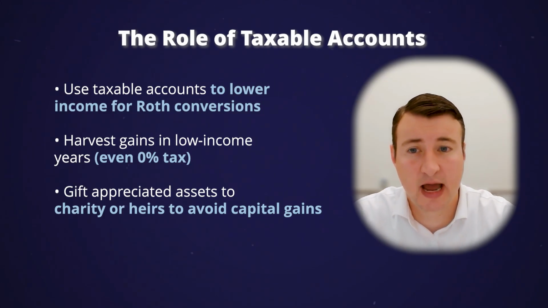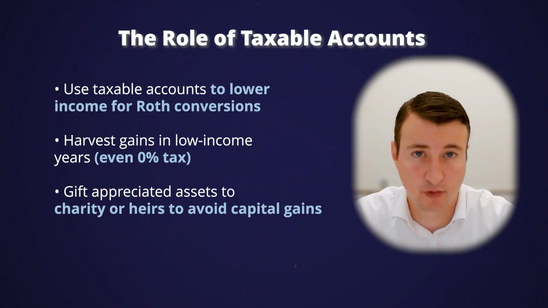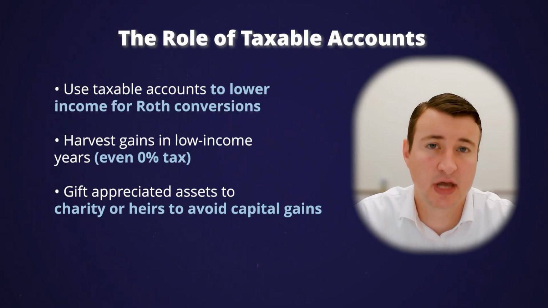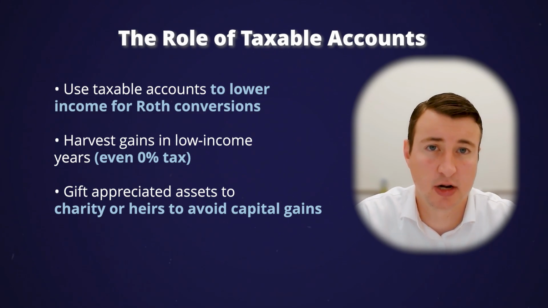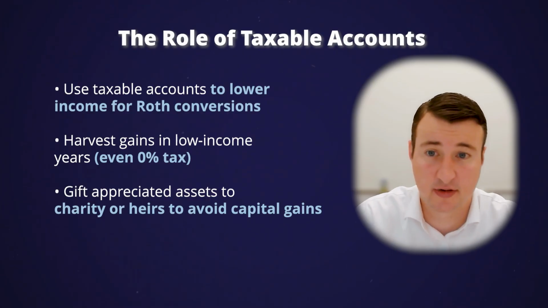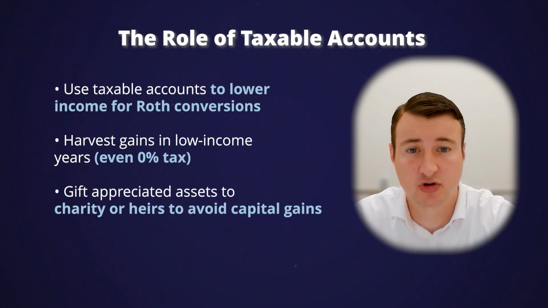So with these types of accounts, you can tap taxable principal in early retirement to lower your income and make room for Roth conversions, harvest capital gains in years when your income is low, potentially paying 0% federal tax on them, and gift depreciated securities to charity or heirs to avoid capital gains altogether. This flexibility makes taxable accounts the glue that holds a tax-diversified strategy together.